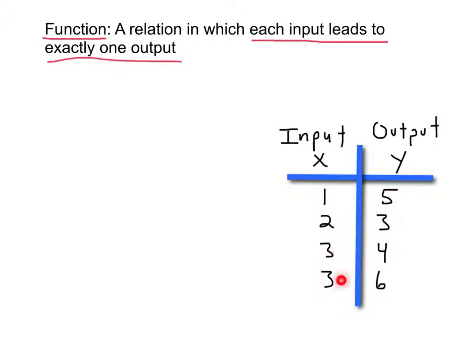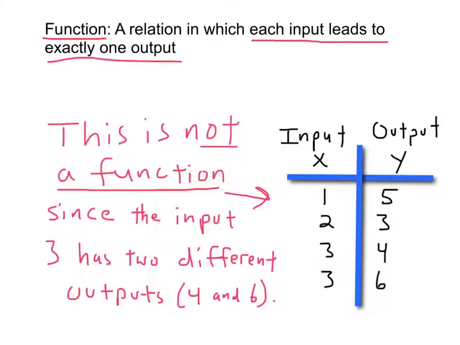3 occurs twice as an input. In the first case, 3 has an output of 4, and in the second case, 3 has an output of 6. So actually, this one input of 3 has two different outputs. Therefore, this is not a function, since the input 3 has two different outputs, both 4 and 6.